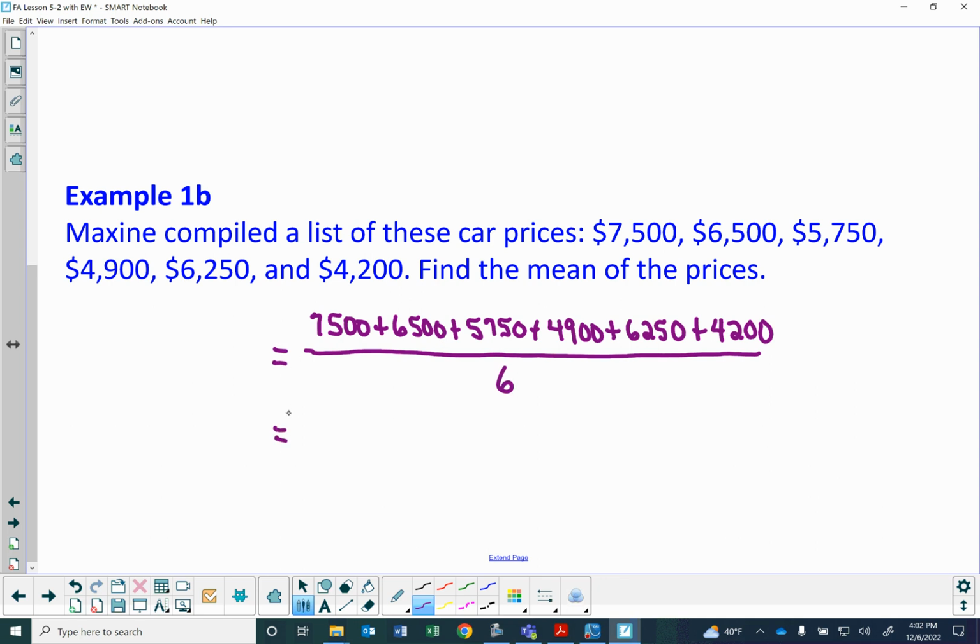All right. So if I take all those numbers and add them all up, 7,500 plus 6,500 plus 5,750 plus 4,900 plus 6,250 plus 4,200 is going to be 35,100. Divide that by 6, and you will get 5,850.